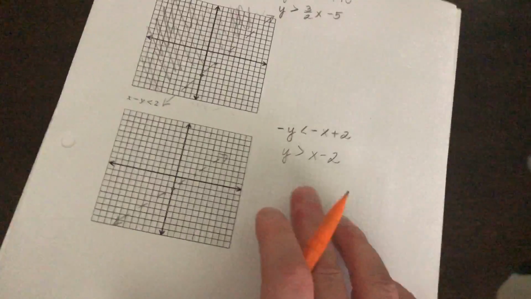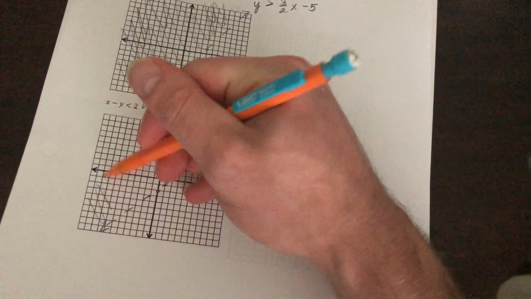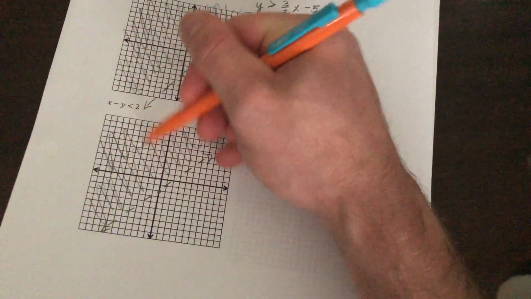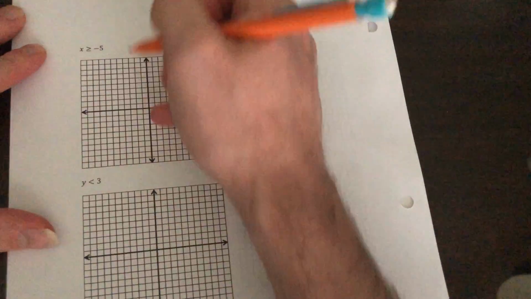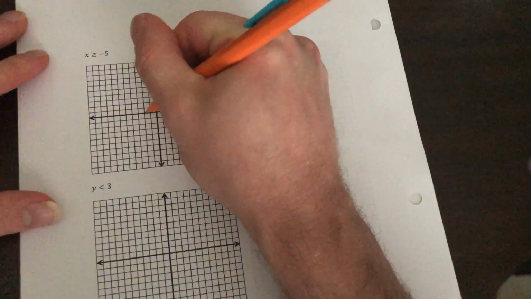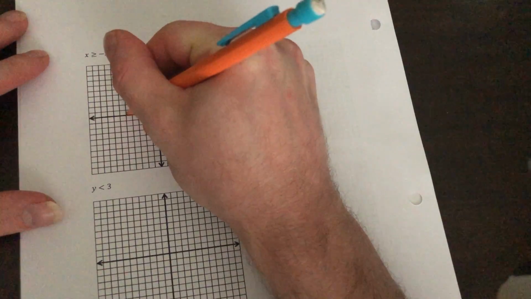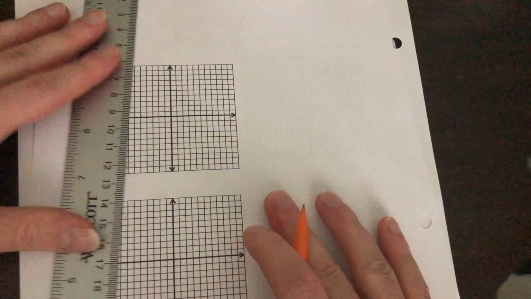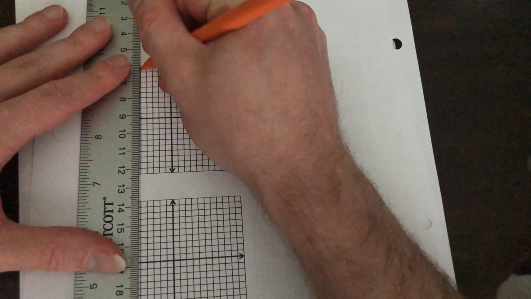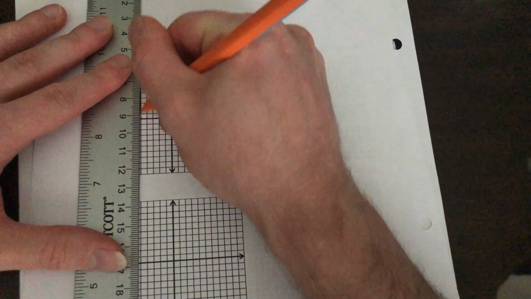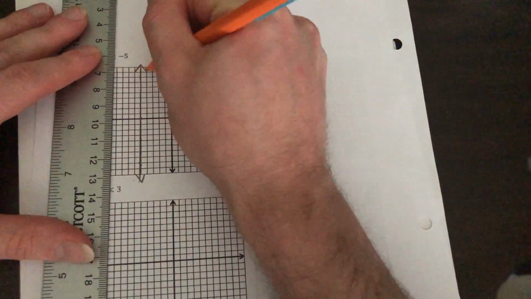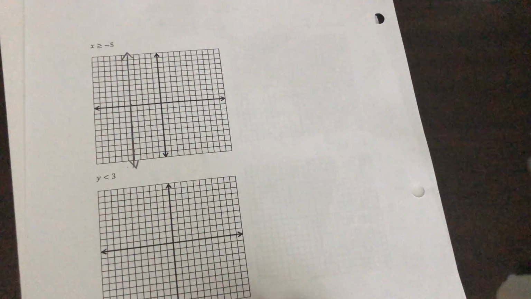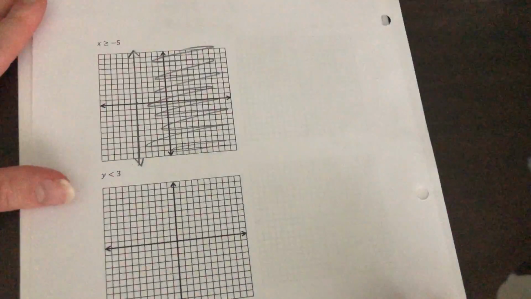Okay, and it's greater than, so we're going to shade above the line. The line x is greater than or equal to negative 5. So the line x is equal to negative 5 is this vertical line. Remember, lines that are x is equal to have undefined slope. And I'm going to pick values that are greater than negative 5. So greater than, we shade to the right like that.